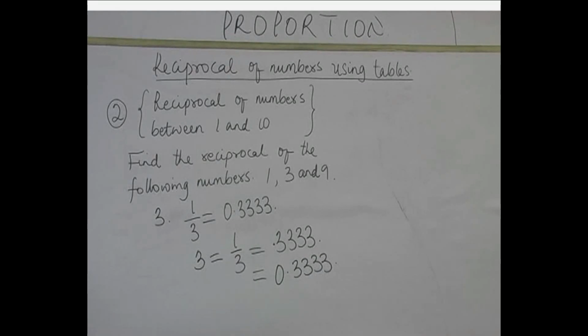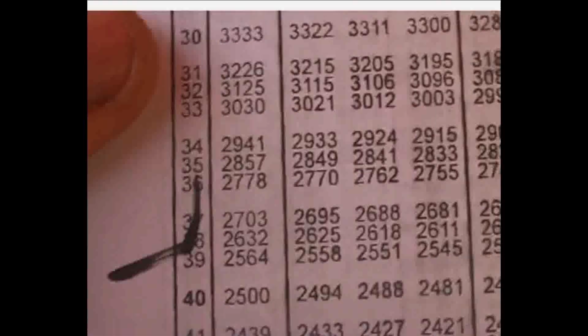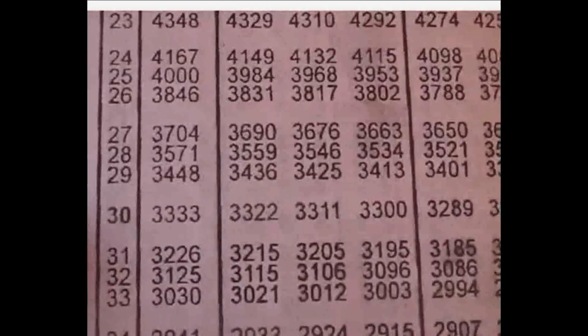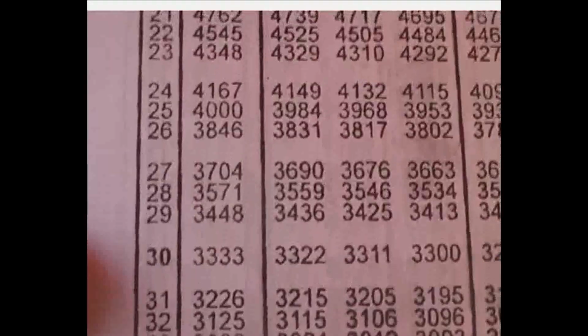And the only difference on the one we have on the whiteboard is we now placed our decimal before the number we got from the 4-figure table, which is 3333.